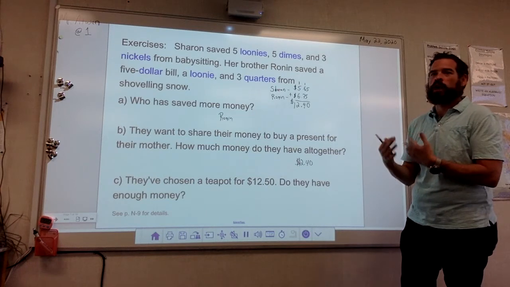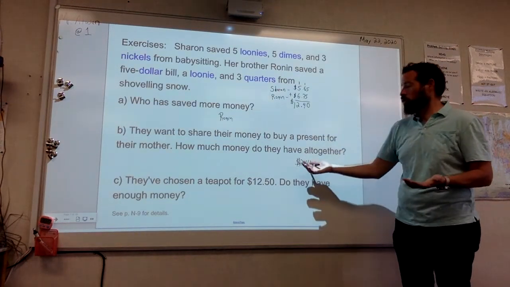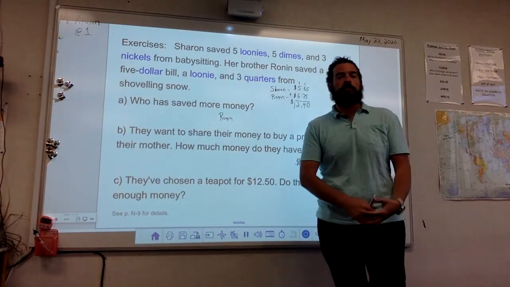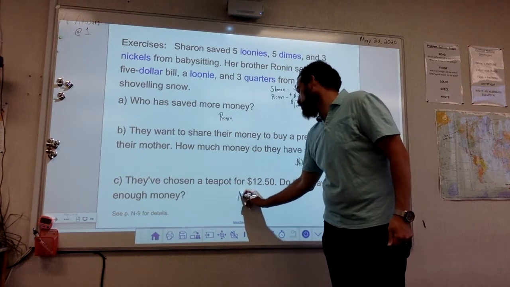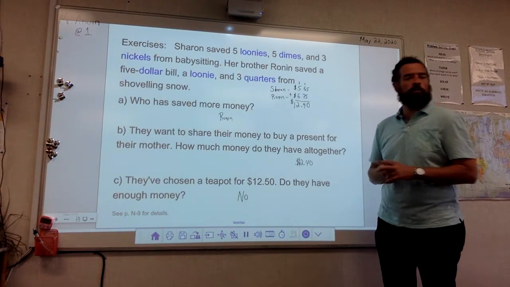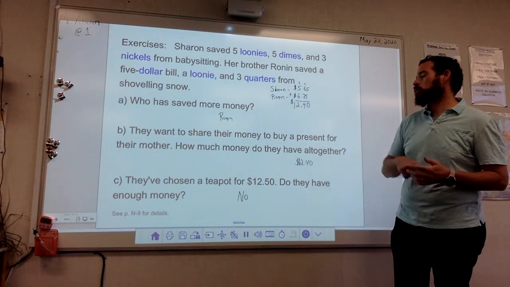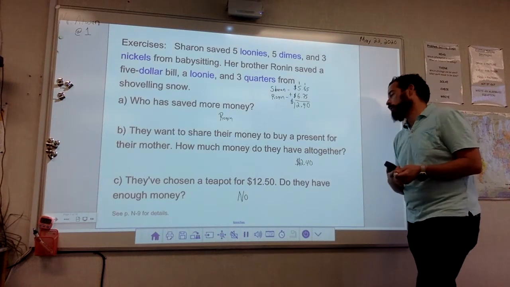I'm going to say you could subtract if you needed to find out how much more money they need. But if you look, $12.40 is less than $12.50. So no, they do not. They need one more dime. So maybe they could find it on the floor or borrow it from one of their friends. So no, they do not have enough money to buy their mom that $12.50 teapot.